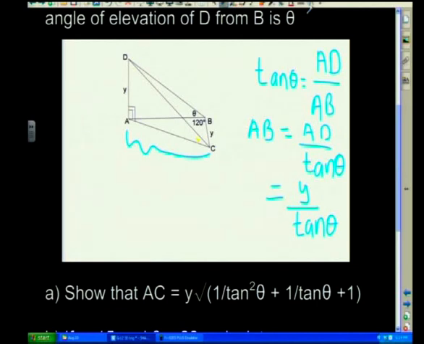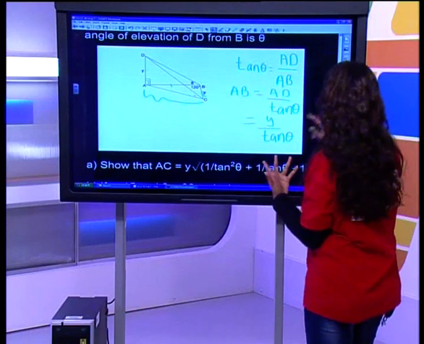Okay, so we've got AB. We want to find AC. What do we have in triangle ABC? Remember, now we're in a completely different plane, the horizontal plane. In triangle ABC, I have just worked out what AB is. I know that BC is Y, they tell me that. If I'm looking for AC, we've got two sides and an included angle, so the easiest way to find AC is by using the cos rule.